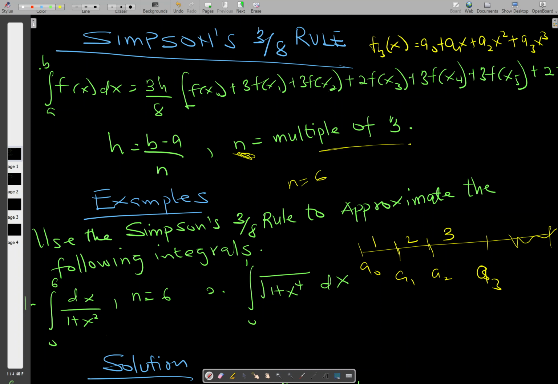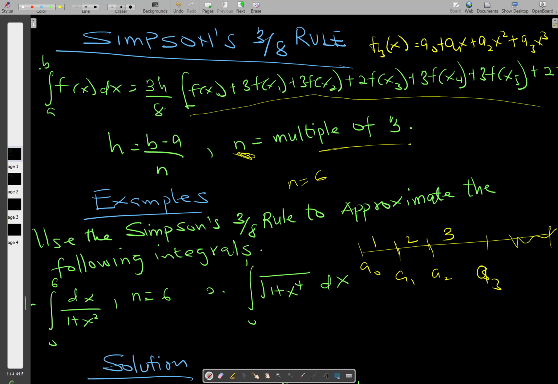Okay, just like the Simpson's one-third rule. For Simpson's one-third rule, the value of n should be a multiple of 2. For trapezoidal, we can just choose any value. But for Simpson's 3/8 rule, the value of n should be a multiple of 3. Okay, now the formula for finding area using the Simpson's 3/8 rule is given by this formula.